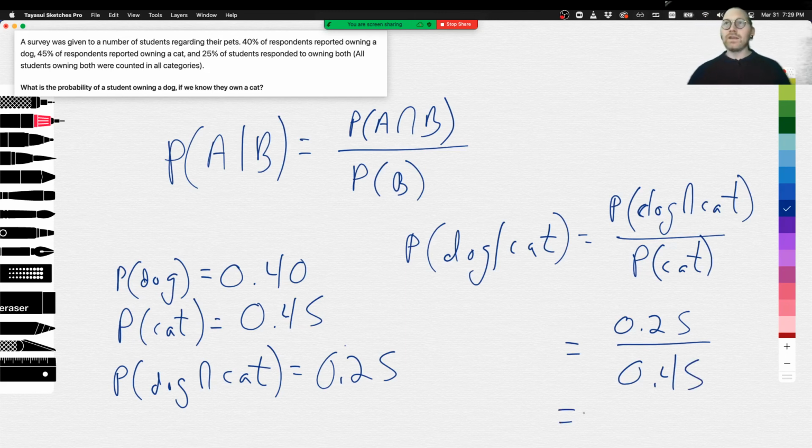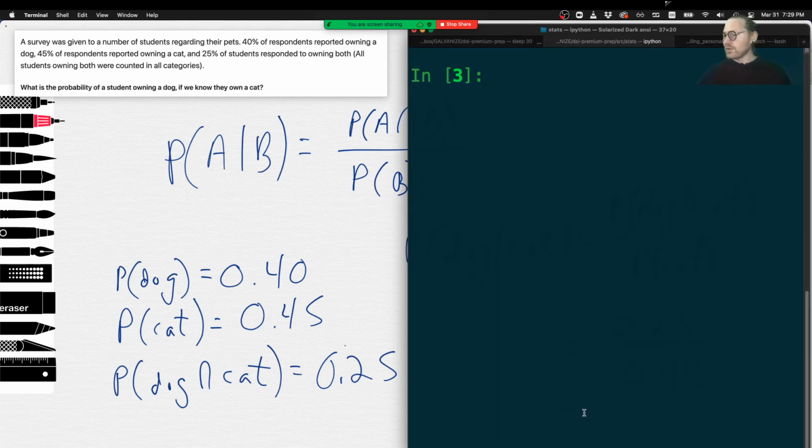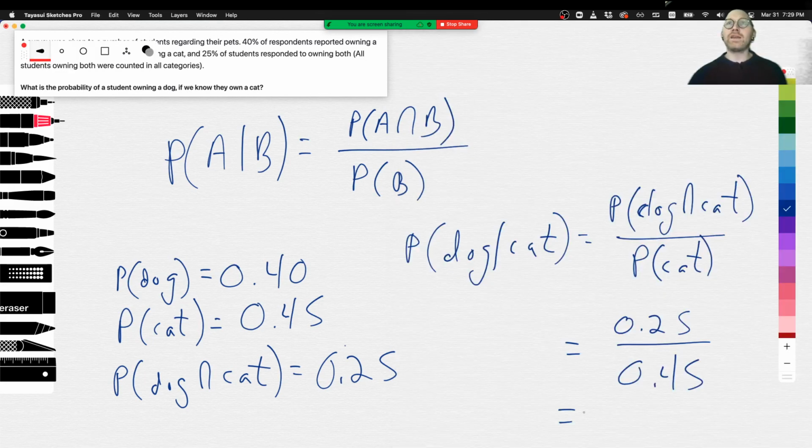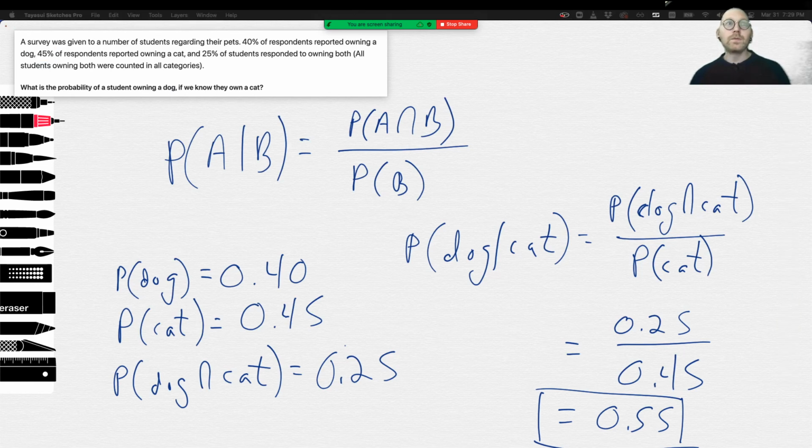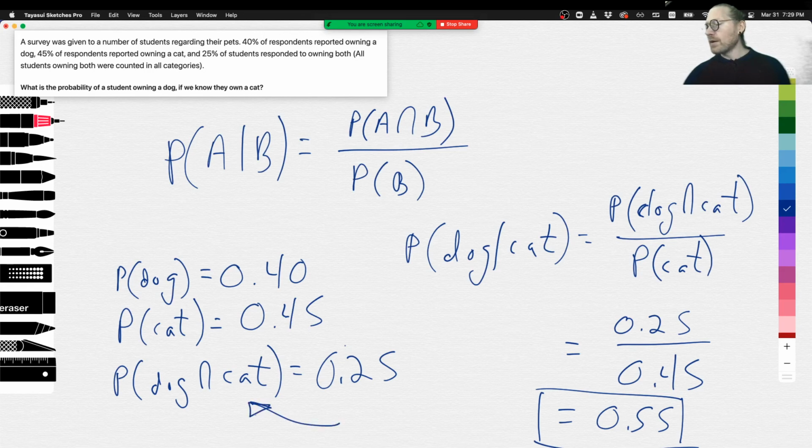And if we plug that in, I'll just grab my terminal. What was that? It was 0.25 divided by 0.45. Looks like that is a probability of 0.55 when we break it down that way. I'm getting 0.25 because that's the probability of owning both a dog and a cat.